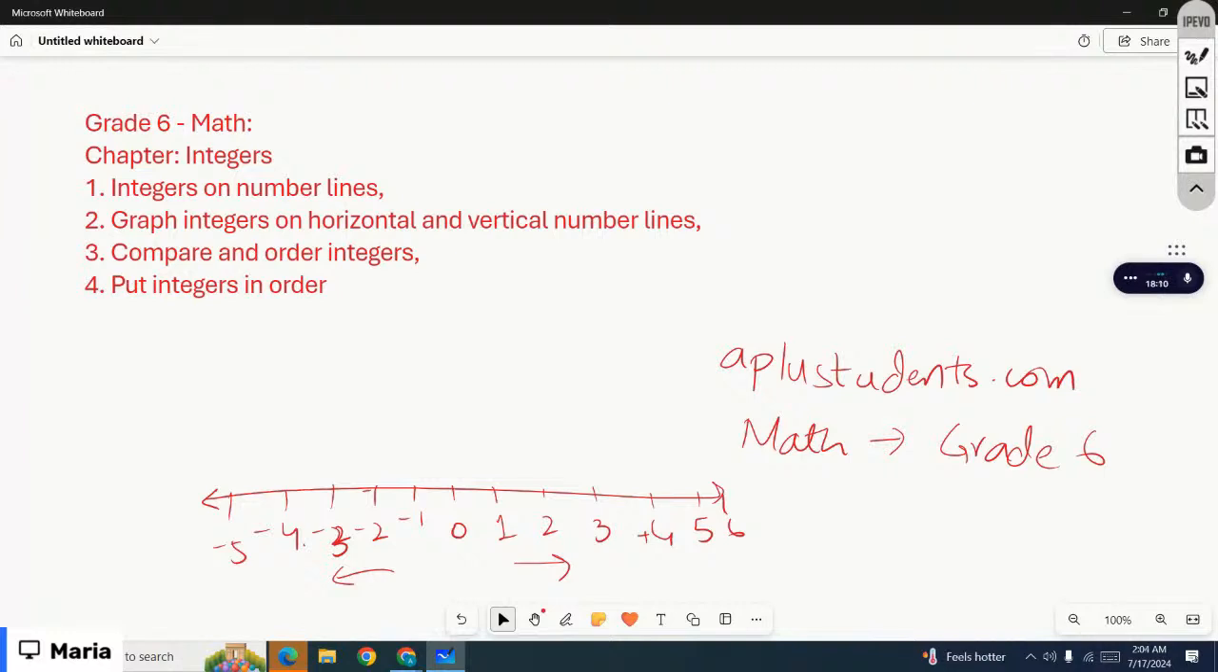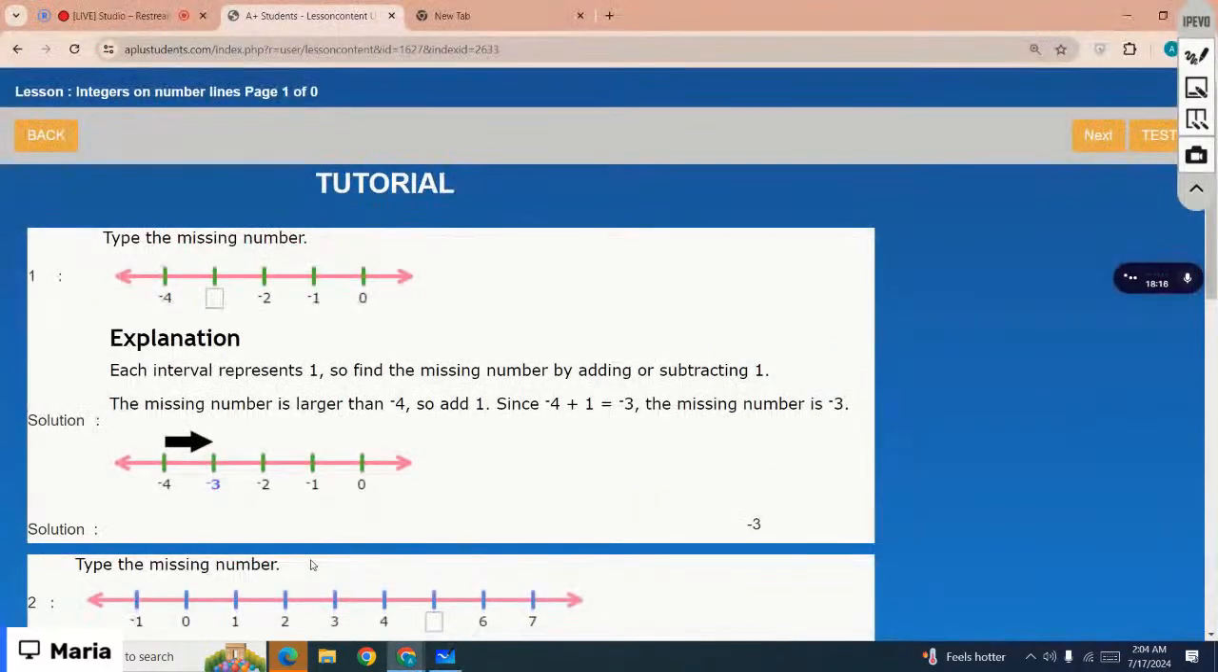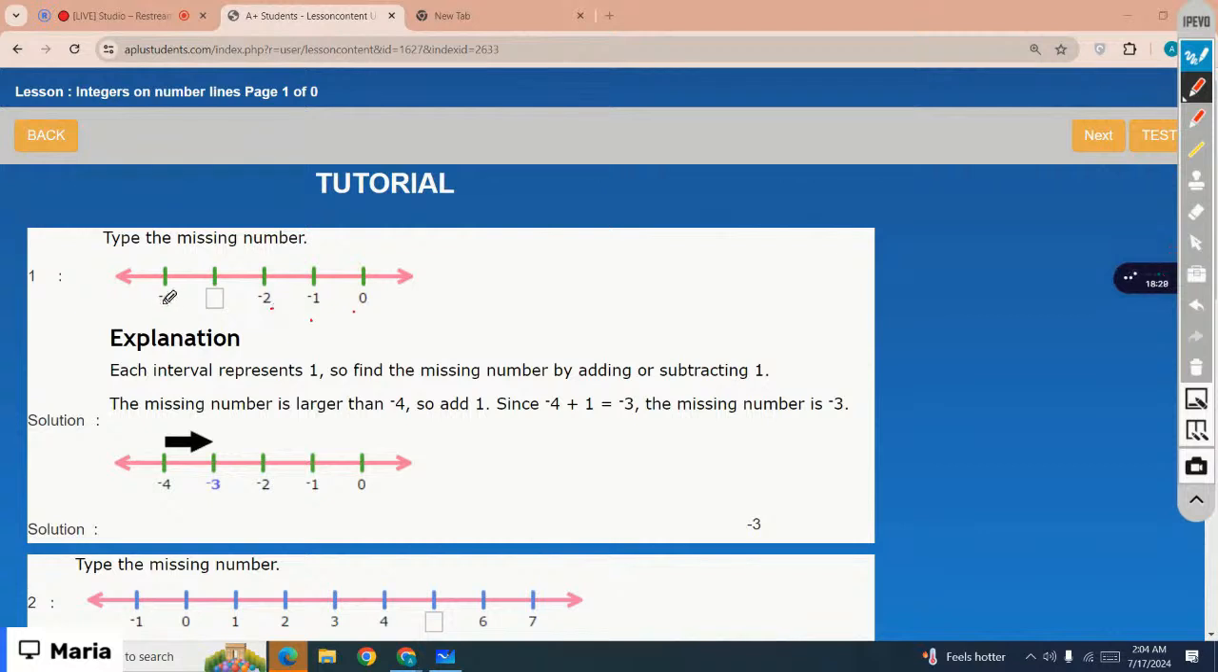Now let's just start with the example, right? Okay, so type the missing number. You have the numbers given on the number line, you have to find the missing one, right? So here you have 0, -1, -2. So between -2 and -4, you have -3. So that means the missing number is -3. Got it?